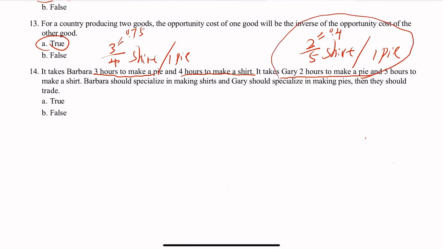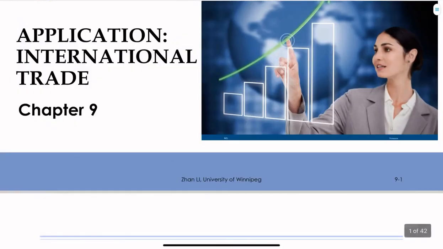So Gary has a comparative advantage in making pie. This means Gary should specialize in making pies. And if Gary has a comparative advantage in making pies, then Barbara will have a comparative advantage in making shirts. Right? So this statement here is correct. Okay, great. Now let's move on to chapter 9.